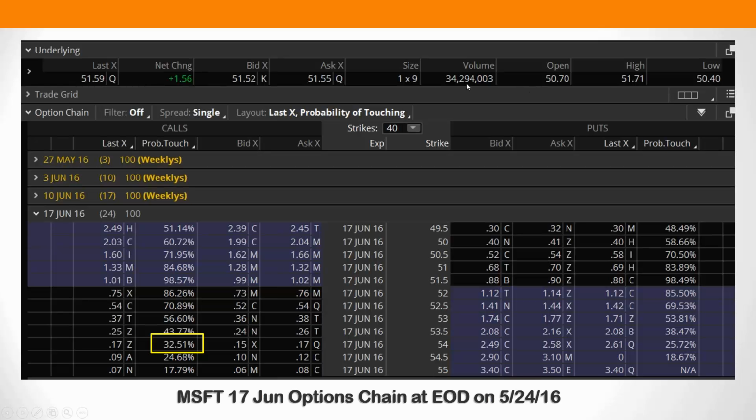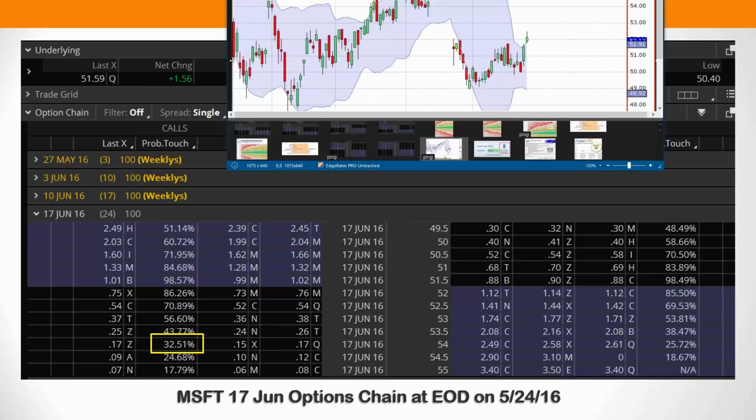And when you look at an options chain in whatever options program you have, most options programs will show a probability of touching. So here I've got the column added into my, this was Think or Swim. And what you can see here is looking at Microsoft, and this was the 5/24/2016. So to give you a bit of context as to what was happening in Microsoft at that time.